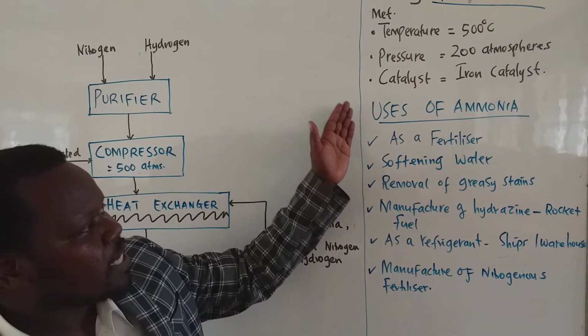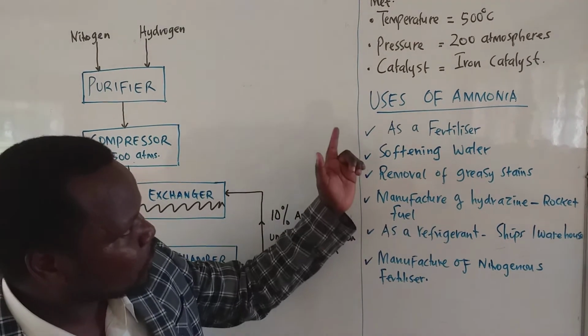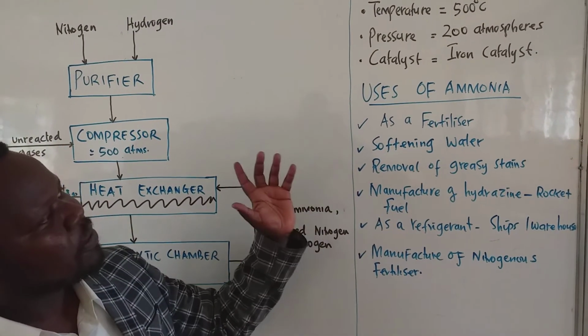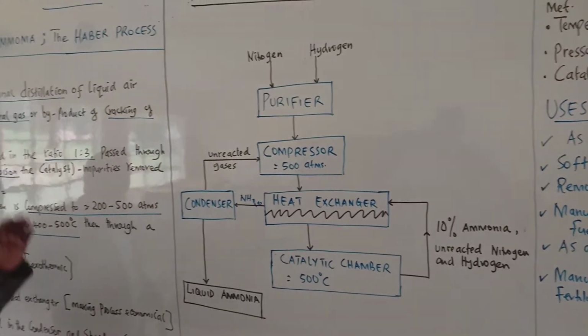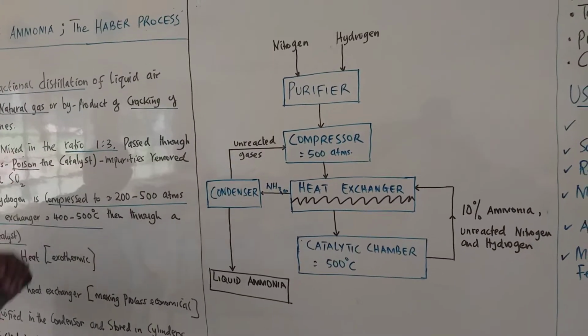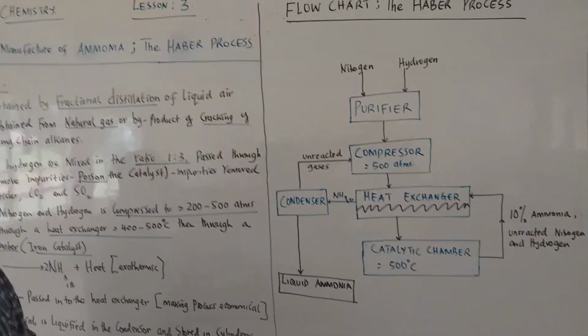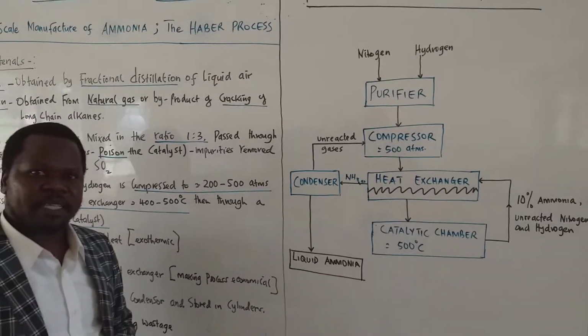Looking at these very many and important uses, it now justifies the need for the production of this ammonia through the Haber process. That marks the end of our discussion.